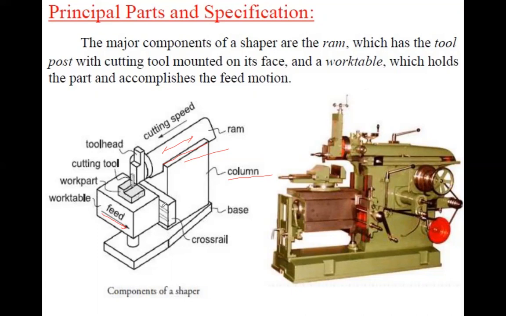This is a cross rail. I told you this is the typical cross rail. It has rails, and these are the rails. The cross rail is fixed on the column, and on this cross rail the work table moves. The cross rail is mounted here, and this is the feed mechanism. Feed motion is given in this.